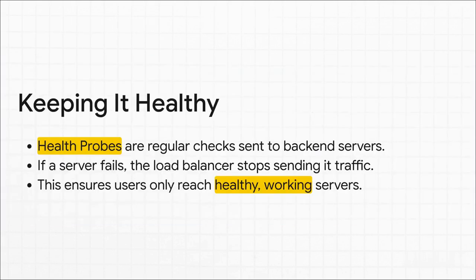But wait, what happens if one of those servers just goes offline? Well, that's where health probes are so critical. Your application gateway is constantly pinging your backend servers asking, hey, you still good? You okay over there? And if a server fails to respond correctly, the gateway immediately, and I mean immediately, stops sending traffic its way. It's this system that makes sure your users never, ever hit a dead end. It's the secret sauce to high availability.